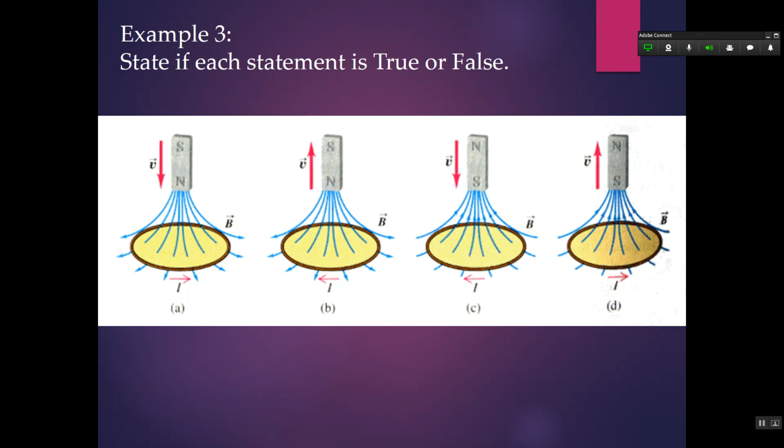An upward magnetic field would mean that my current is going in this direction. And this is correct here, right? It'd be wrapping around like that. So this one is correct. This one I would say is true.